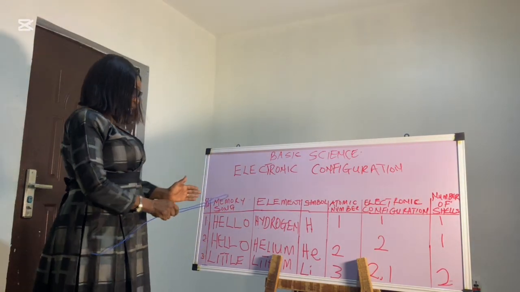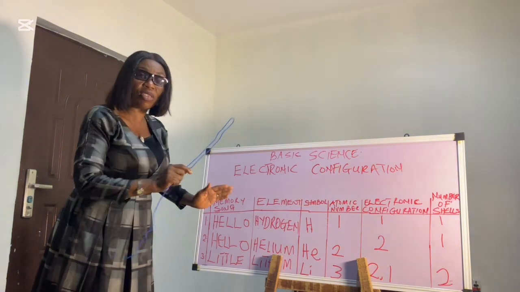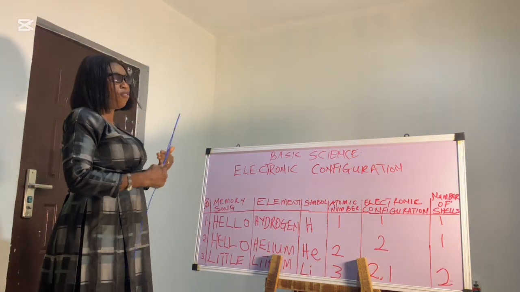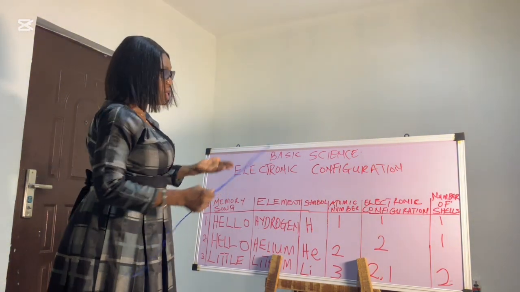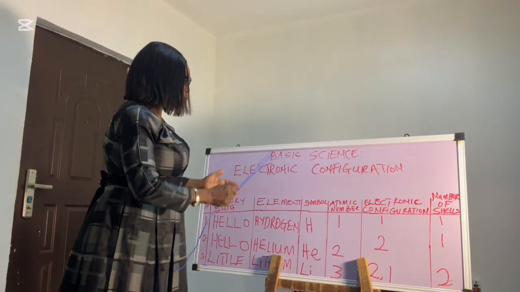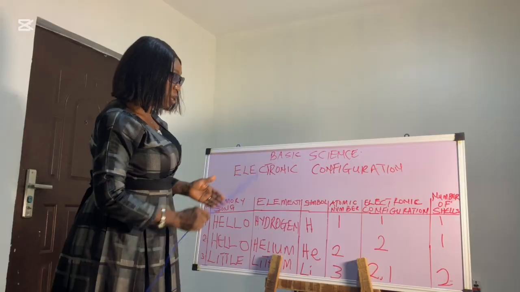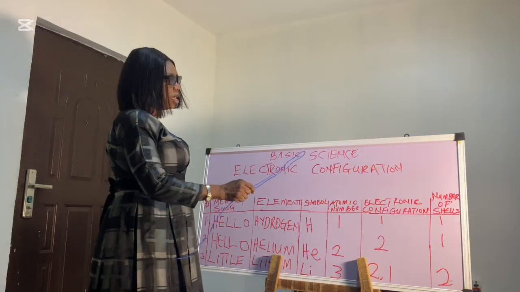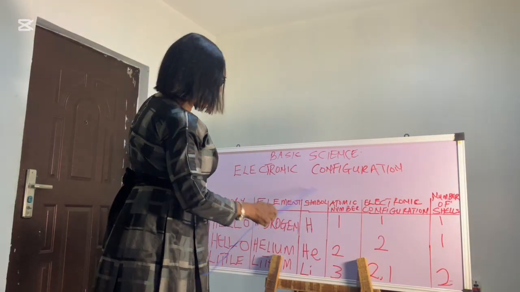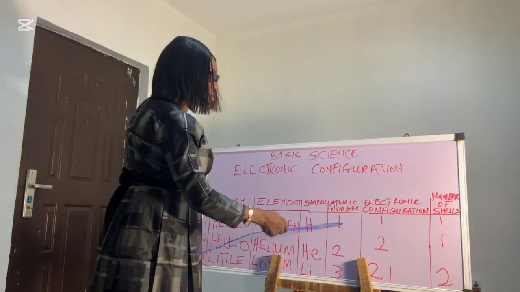Remember, like I said, this memory song is not part of chemistry. It's just an act that we formed to help us to remember the way elements are arranged in the periodic table, the first 20 elements. Now, atomic number 1, like you have a number 1, atomic number also is number 1.